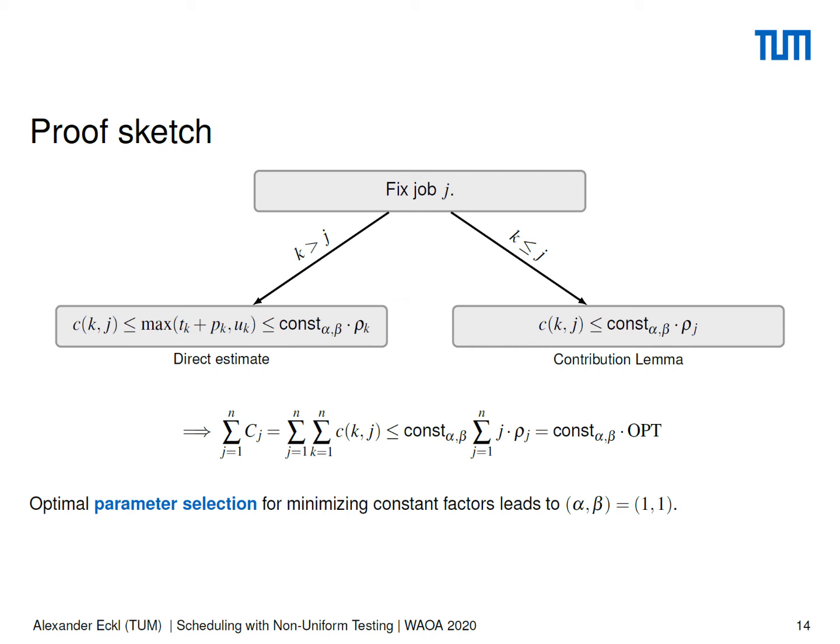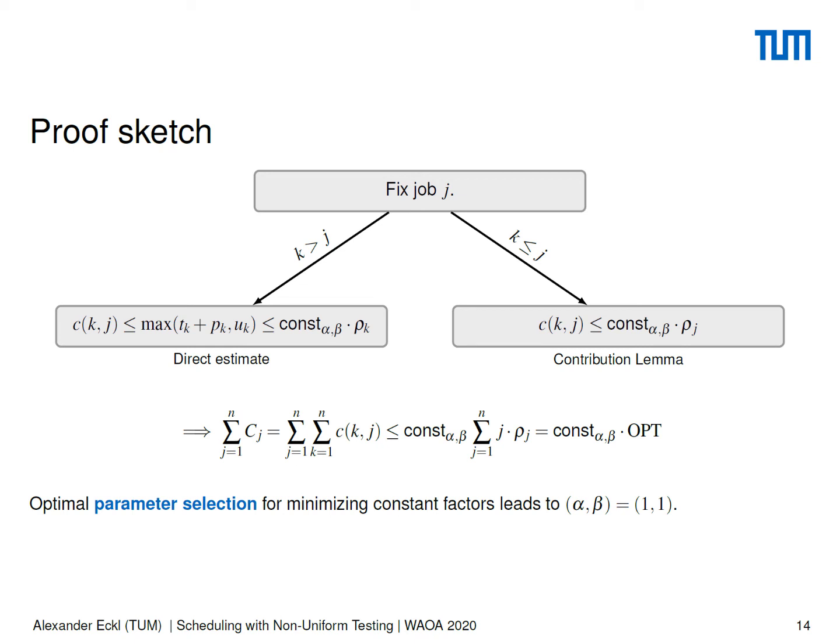rho k. In the second case, where the index of k is smaller than that of j, we just use the contribution lemma, which is independent of k, and therefore avoids the potentially large contribution by the optimal offline running time rho k. Combining these arguments, we can then compute the value of the algorithm, which is just the pairwise combination of all contributions of jobs k and j. This we can then upper bound by another constant in alpha and beta times the value of the optimum.